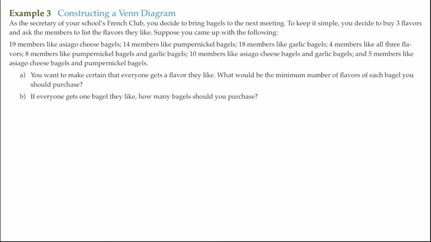So this one reads, as the secretary of your school's French club, you decide to bring bagels to the next meeting. To keep it simple, you decide to buy 3 flavors and ask the members to list the flavors they like. So let me just point out something right here. We have these 3 flavors right here. So that means that I'm probably going to have 3 interlocking subsets. So I'm going to go ahead and draw out the Venn diagram with the 3 interlocking circles.